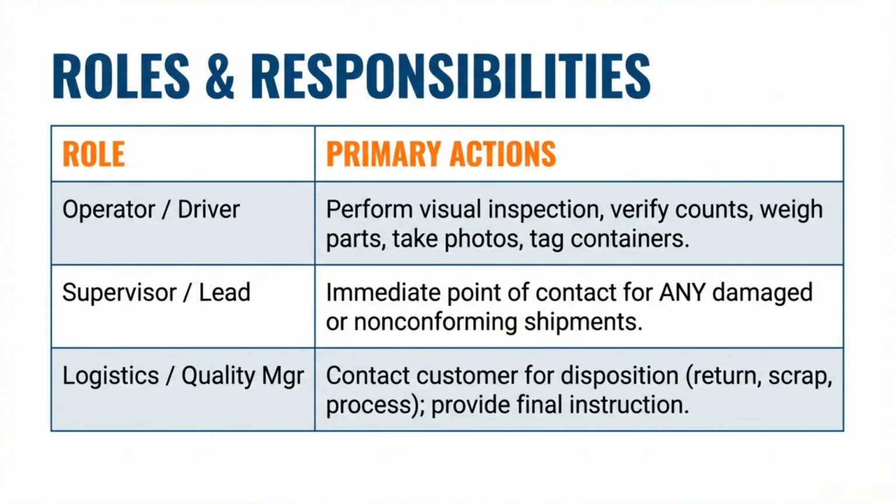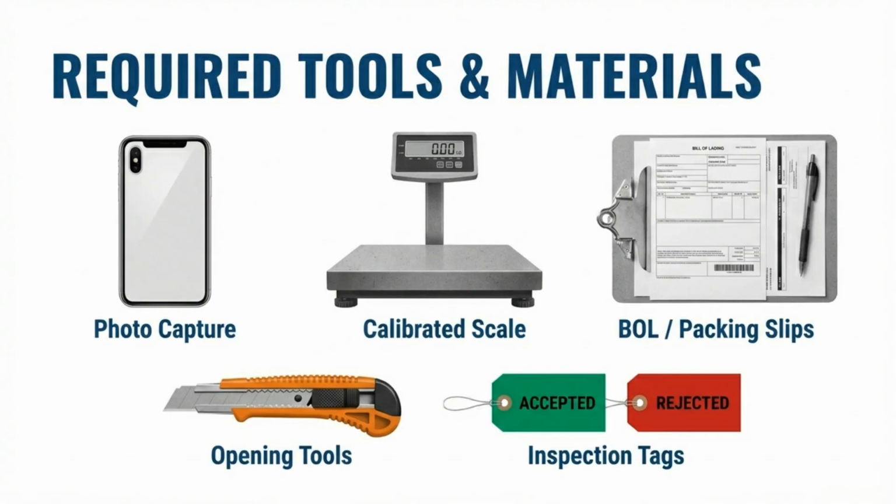Primary roles and responsibilities include the operator or driver performing visual inspection, verifying counts, and taking photos. The supervisor or lead is the immediate point of contact for any damaged shipments, and the logistics or quality manager contacts the customer for final disposition. The required tools and materials for inspection include a device for photo capture, a calibrated scale, bill of lading or packing slips, opening tools, and inspection tags.